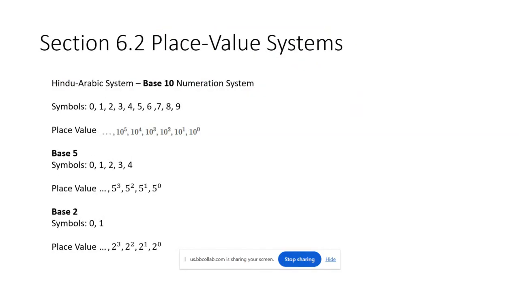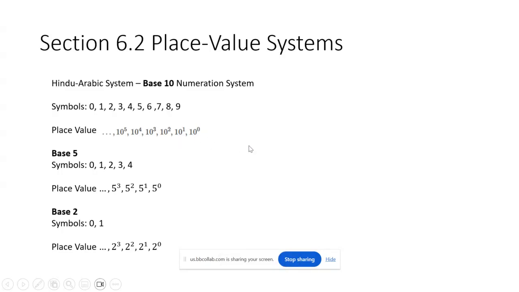This is what we would call the modern number systems. The regular number system is called Hindu Arabic, and this is base 10. And in this system, we actually have the symbols 0, 1, 2, 3, 4. So these are our digits, or more properly, they're called numerals. And the place values, these are powers of 10.